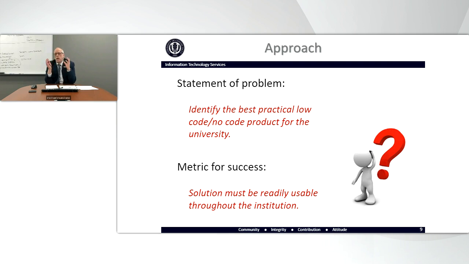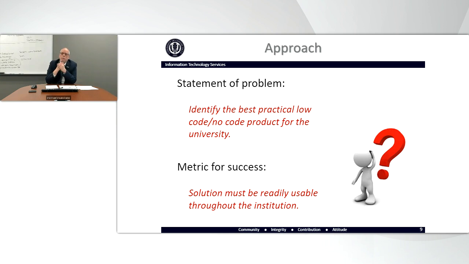And best would be the overall compromise amongst all of those things that we think is implementable and sustainable over time. That's what I mean by practical. And when I say for the university, I mean for the university. I don't mean for central IT. I don't mean for the loudest business unit. I mean for the whole part of the university.